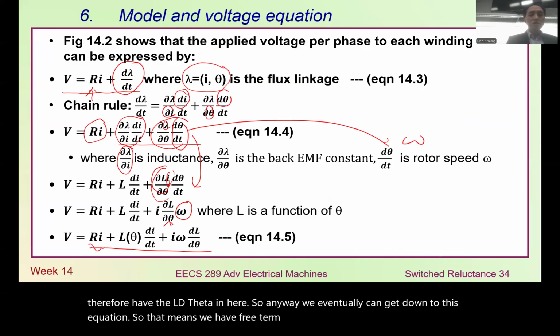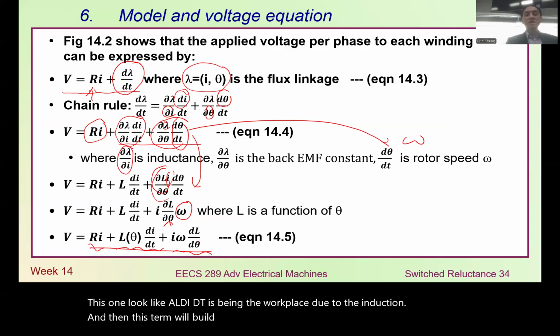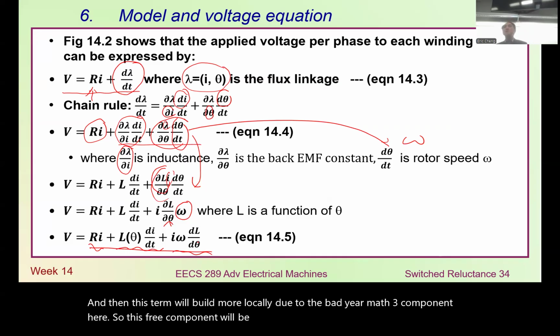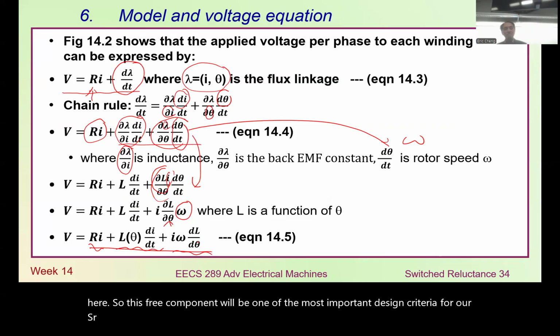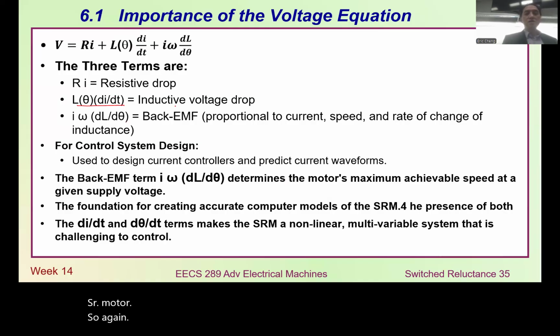Ri is the resistive voltage drop. This one, L di dt, means the voltage due to the inductance. And then this term will be more like due to the back EMF, three components here. So these three components will be one of the most important design criteria for our SR motor. So again, this is the inductive voltage drop, more like an inductance. So the last one will be back EMF.